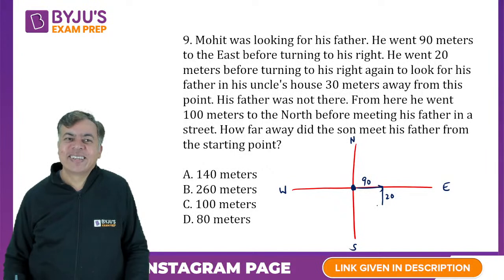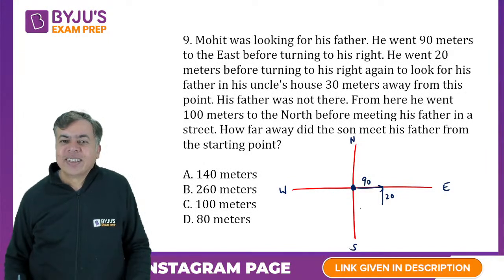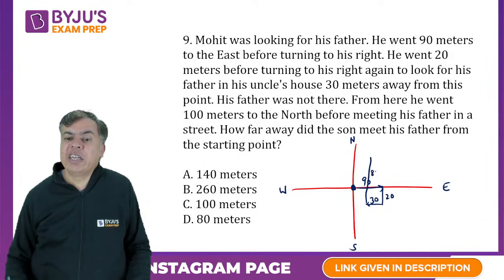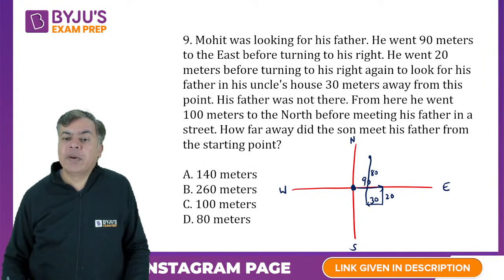Melody Banks, it looks a little difficult. His uncle's house is 30 meter away. So here he went 30 meter away from this point. His father was not there. From here he went 100 meter to north. Okay, now he's going north. 20 here, 80 above. Before meeting his father in the street. So here he met 80 above and this was 30, so 60 here.